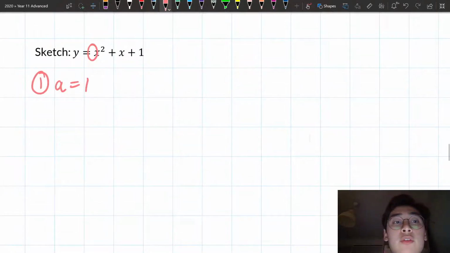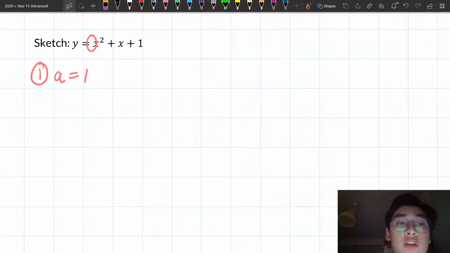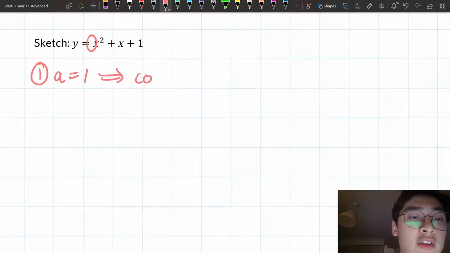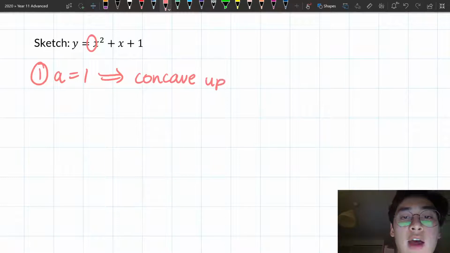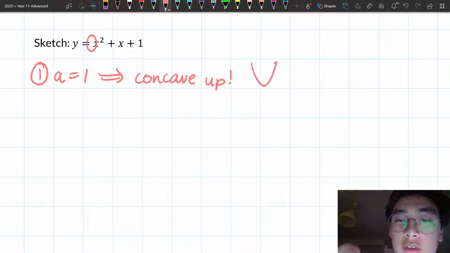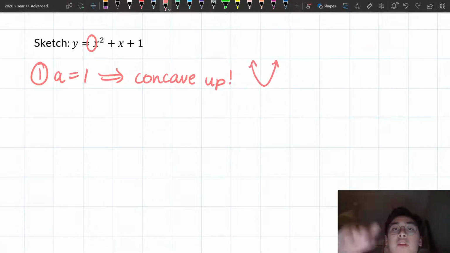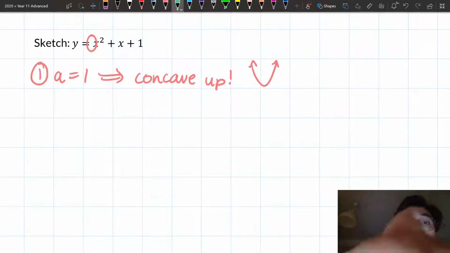Now, because a is equal to 1, that is a positive value. So that tells me that my graph is concave up. What that looks like is an upwards facing parabola. It's like a smiley face.